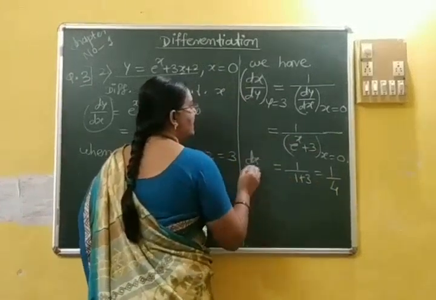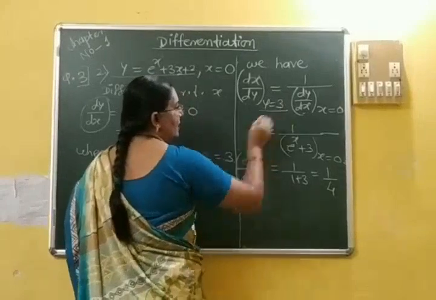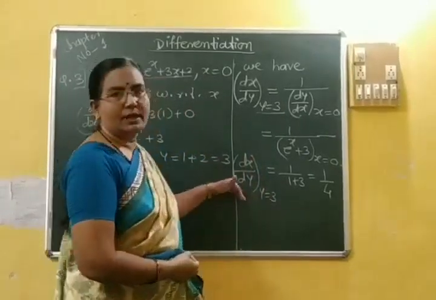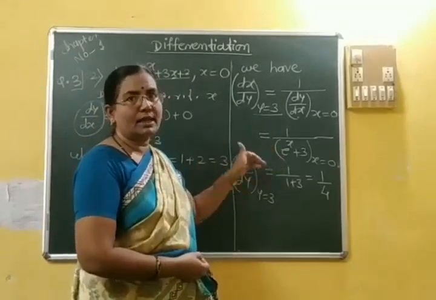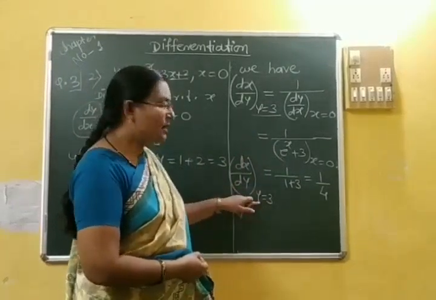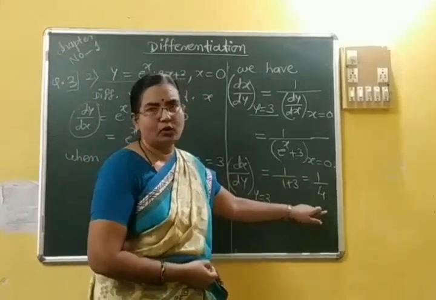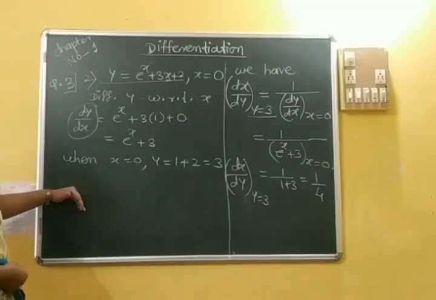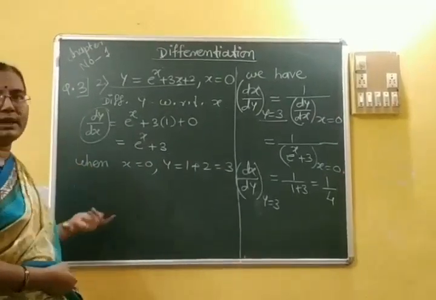Whenever x is equal to 0, we have to find the value of y. Here y is equal to 3. This becomes the derivative of the inverse of that function at the point y is equal to 3, that is equal to 1 upon 4. Let us see how it is solved, and you try these questions from the exercise.